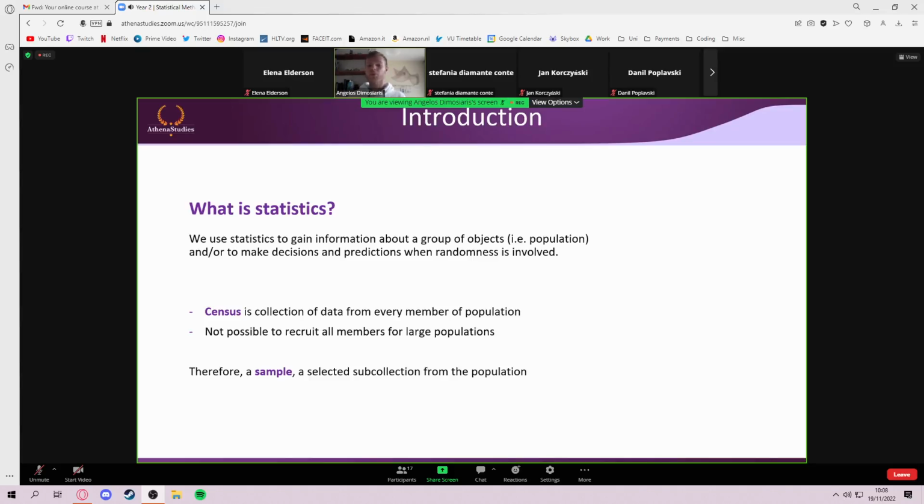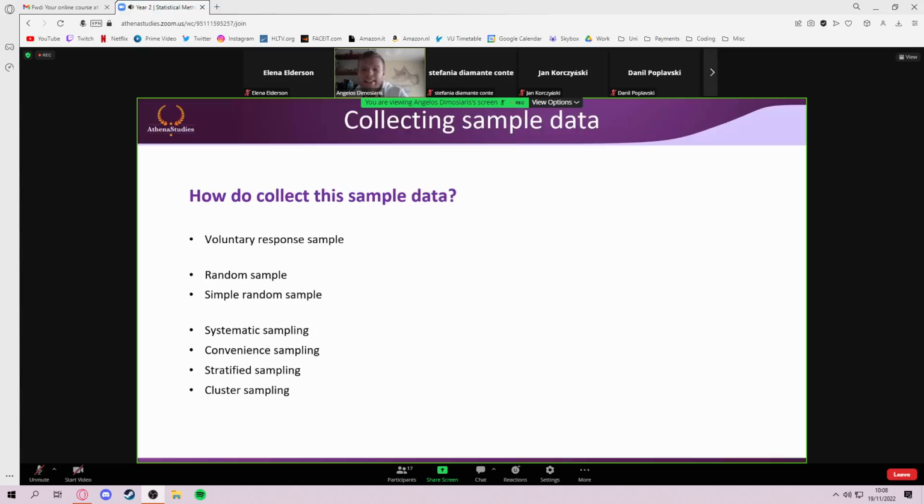So most of the times, what do we do? We sample. We collect a sample. So because it's very difficult and very expensive and very time consuming to recruit all the members of a specific large population, we take some of those members. And we call this thing a sample. That makes sense. So how do we collect sample data? And there are 7 different methods. Let's go through all of them together.